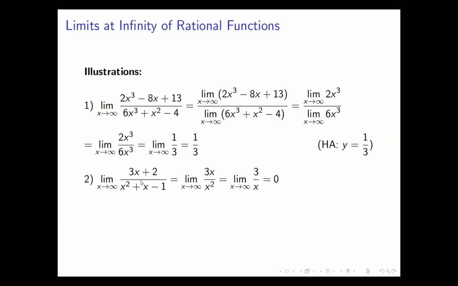But for this one, since the degree of the numerator is less than the degree of the denominator, a power of x will be left on the denominator. And so you will always get a 0. And thus, the x-axis will always be the horizontal asymptote. The line with the equation y equals 0.